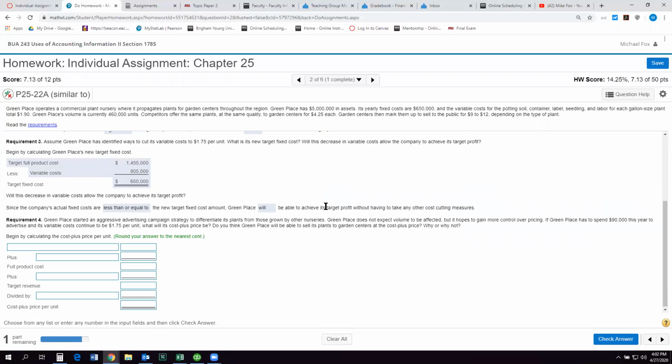All right, requirement 4. Green's Place started an aggressive advertising campaign to differentiate its plants from those grown by other nurseries. Green's Place does not expect volume to be affected, but it hopes to gain more control over pricing. If Green's Place has to spend $90,000 this year to advertise, and its variable costs continue to be $1.75 per unit, what will its cost-plus price be? Do you think Green's Place will be able to sell its plants to garden centers at a cost-plus price? Why or why not?